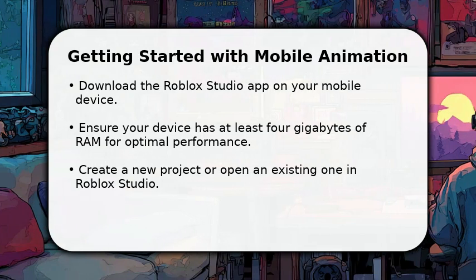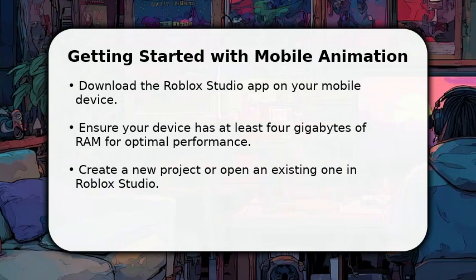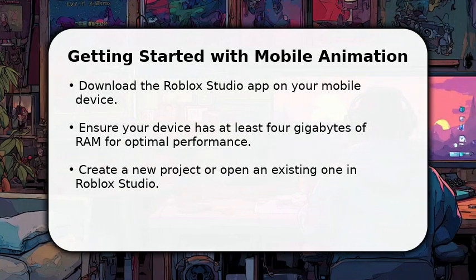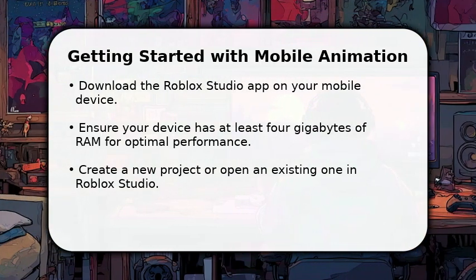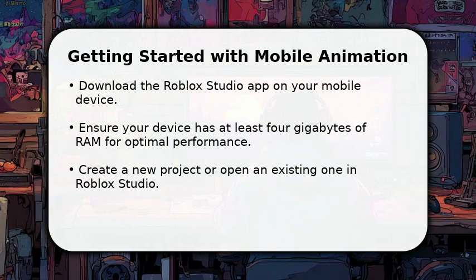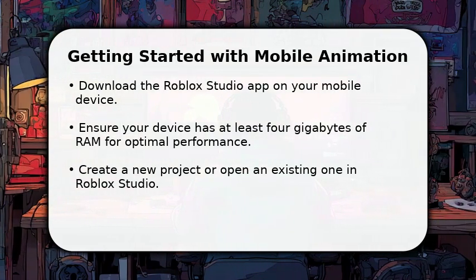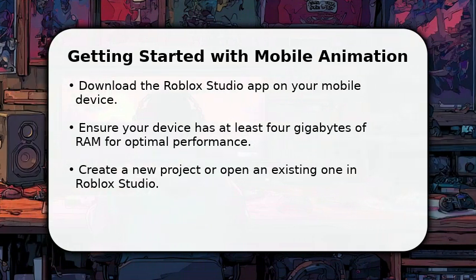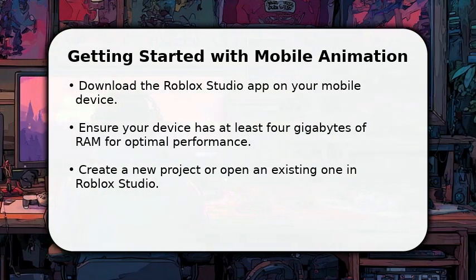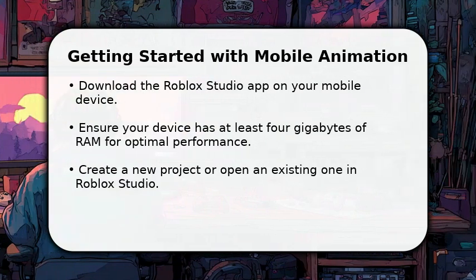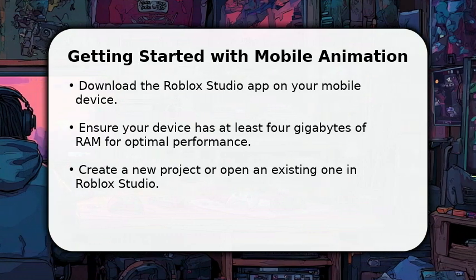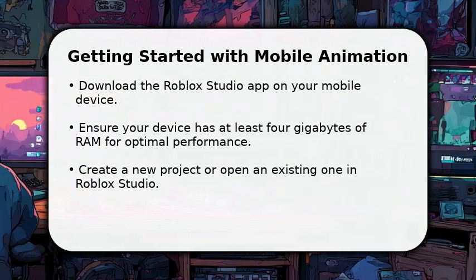In this video, I will explain how to make Roblox animations on mobile. First, you'll need to download the Roblox Studio app directly onto your mobile device. It's crucial to ensure your device has at least 4 GB of RAM for the best performance and a smooth experience. Once installed, simply create a new project or open an existing one within Roblox Studio to begin your animation journey. This initial setup is key to a successful creative process.